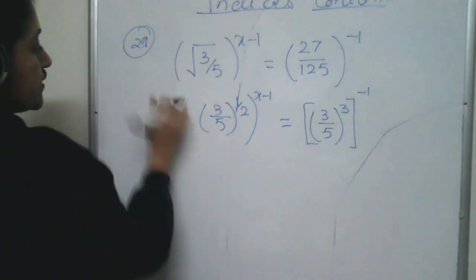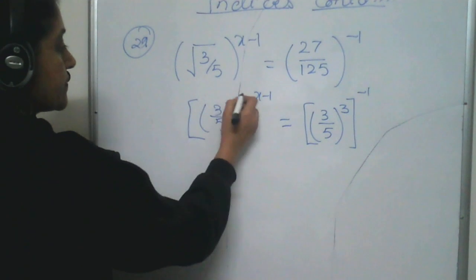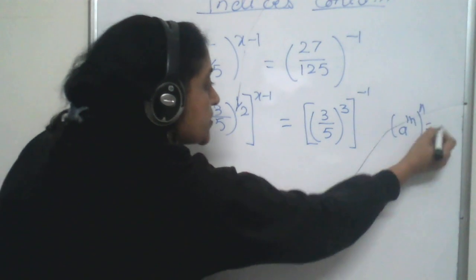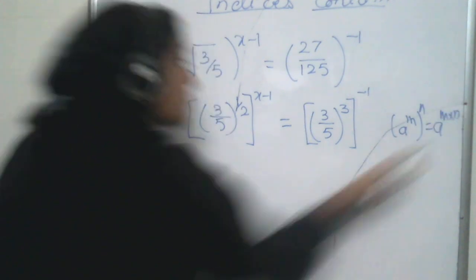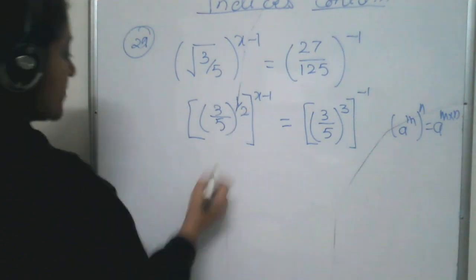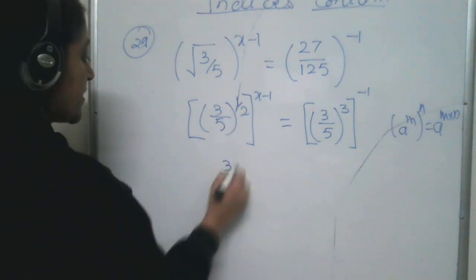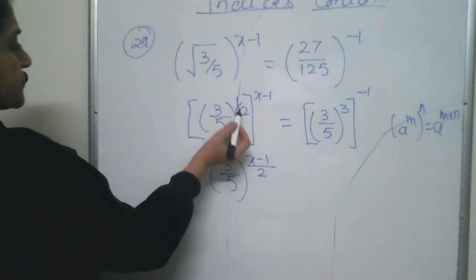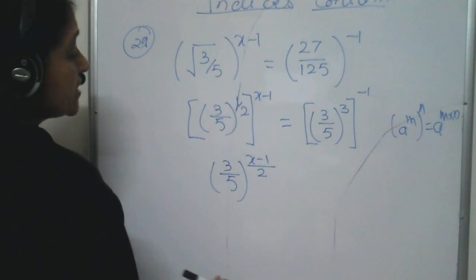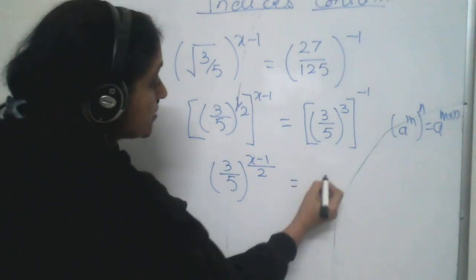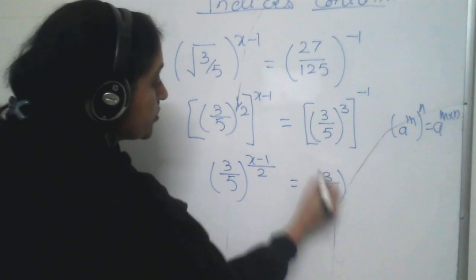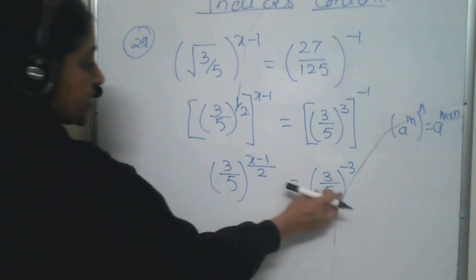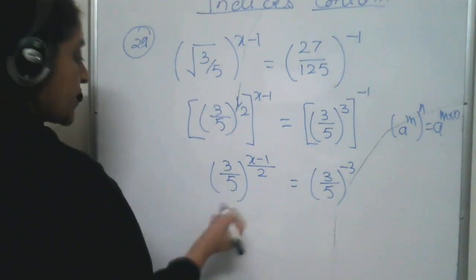Now a to the power m raised to the power n is equal to a to the power m into n. You can write this. Now if you multiply this, what can happen here? 3 by 5 raised to the power x minus 1 upon 2. Why? We are multiplying 1 by 2 with x minus 1. Now here 3 by 5 to the power minus 3. Why? 3 into minus 1 is minus 3. Now you can see that the bases are same. You can equate the exponents.